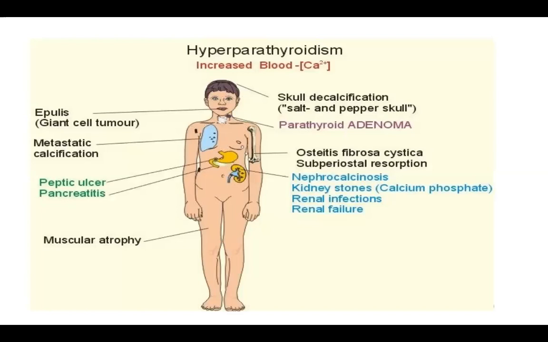This picture shows how excessive levels of calcium in the blood can affect other organs as well. Like they can cause pancreatitis and they can cause peptic ulcer and muscular atrophy.